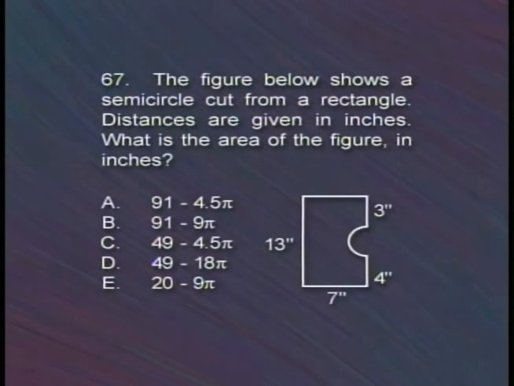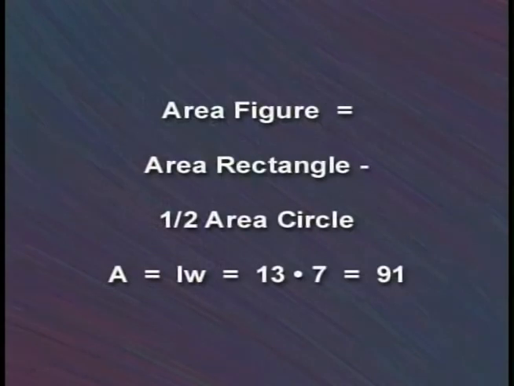Problem 67. The figure below shows a semicircle cut from a rectangle. Distances are given in inches. What is the area of the figure in inches? The area of this funny-looking figure can be calculated by subtraction. The area is equal to the area of the rectangle minus 1 semicircle. The area of the rectangle is calculated by length times width, or 13 times 7, or 91.